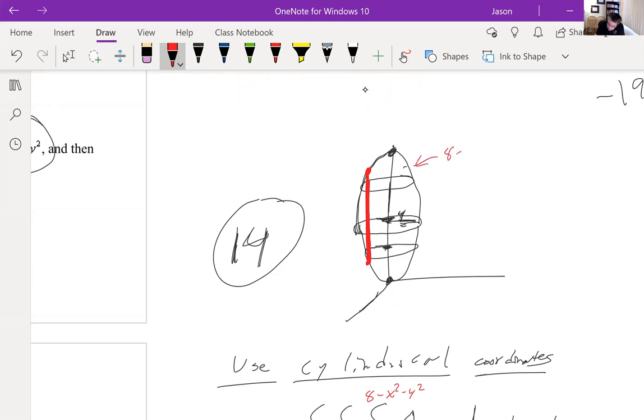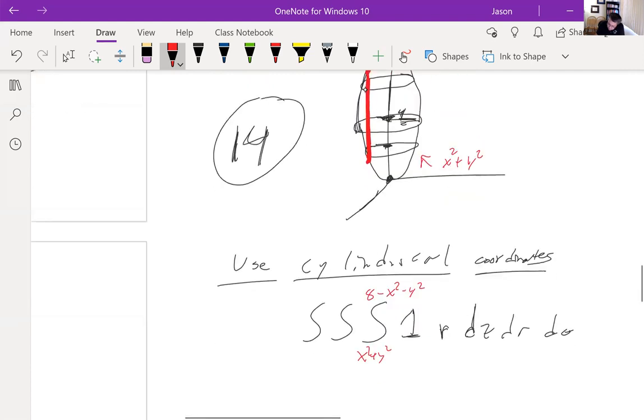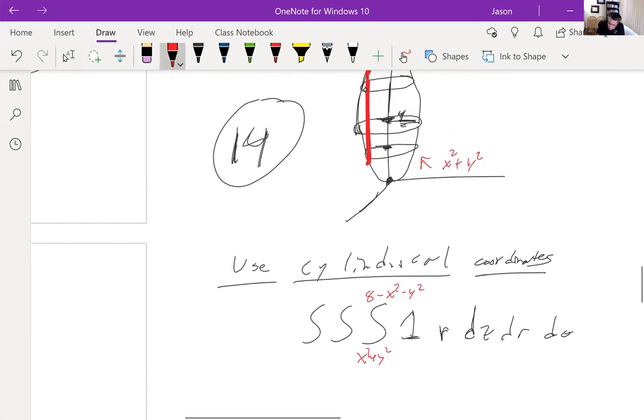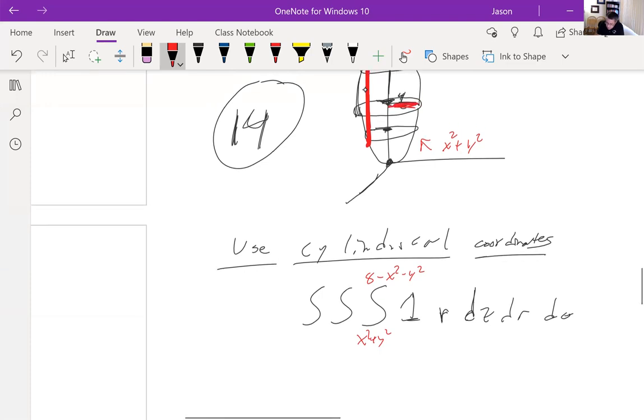This is 8 minus x squared minus y squared. This is x squared plus y squared. But in terms of r, we'll deal with that in a second. What's r going from? R is going from 0 to 2, right? Yeah, 0 to 2. That's r, not rho.